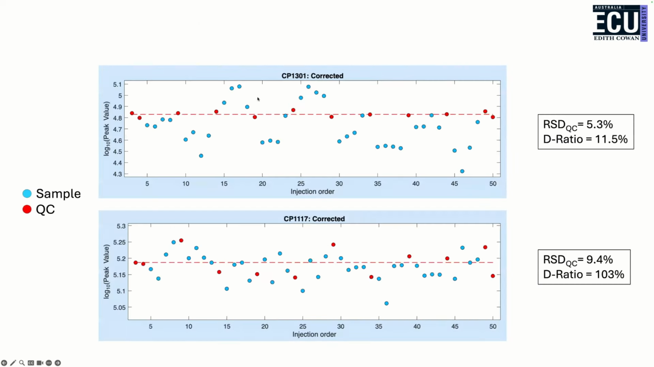If we look at those two examples again, you'll see at the top, we've got an RSD of 5%, which is very good, and a D-ratio of 12%, which is very good. But at the bottom, this is the peak that we said was poor, and you can see that as far as the reproducibility of the method, this is very good. It's less than 10%. But in terms of the biological information content, it's very, very poor.